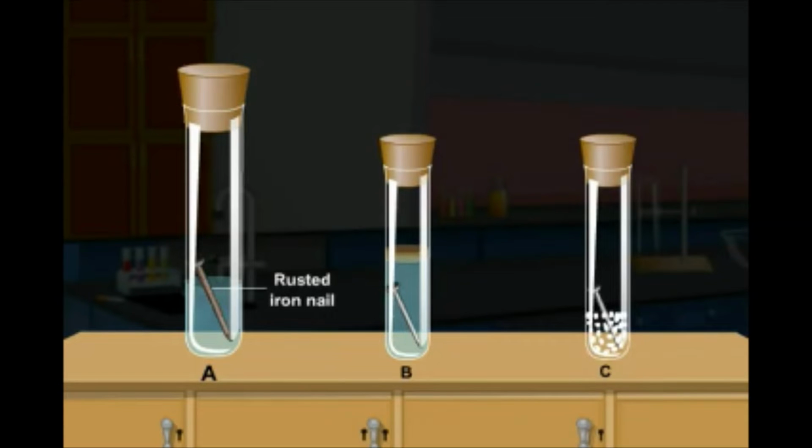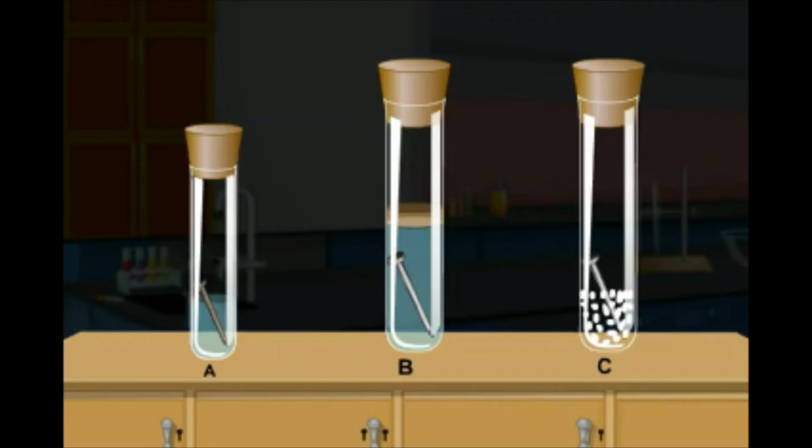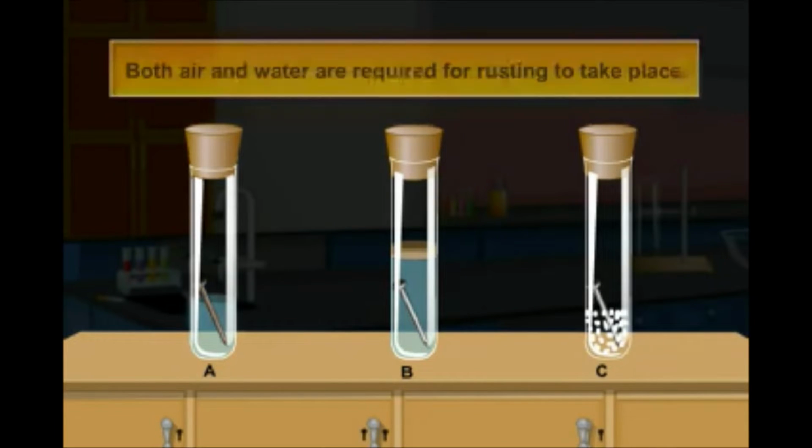After a few days, you will observe that the iron nail kept in test tube A will rust because it is exposed to both oxygen and moisture. On the other hand, the iron nails in test tubes B and C do not rust. And why is that? Because they are exposed to only water and oxygen respectively. So, we can say that both air and water are required for rusting to take place.